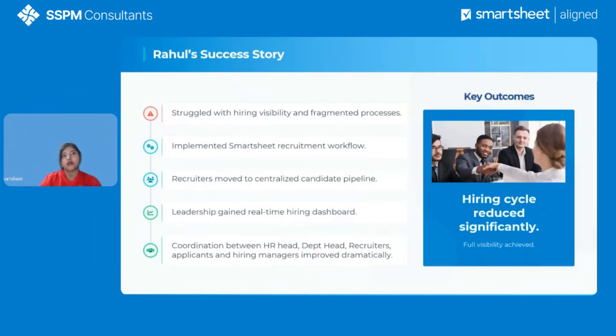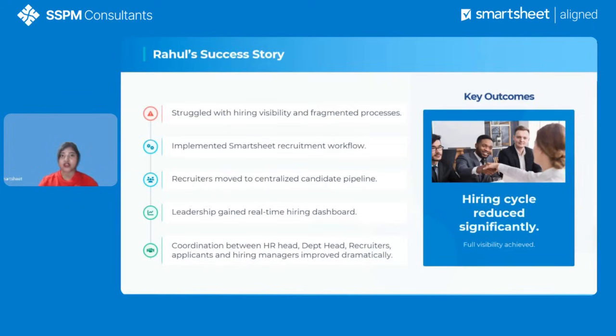Let's go back to Rahul, because his story didn't end with chaos. Earlier, Rahul's experience looked like this. He raised requests through emails or messages. He had no visibility into approvals. He constantly followed up with HR. Candidates were getting delayed or lost, and every time he asked for status, the answer was, "Let me check and get back to you." For Rahul, hiring felt slow, unpredictable, and frustrating.